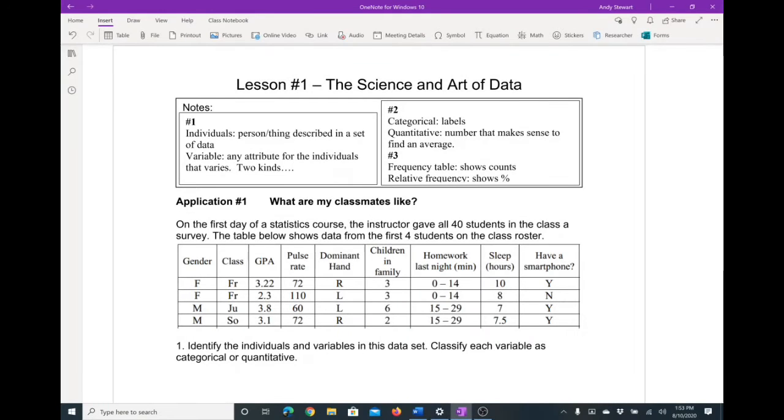This is lesson number 1 for Prep Stats. We're going to go over the answers to the backside, but first you have some notes.